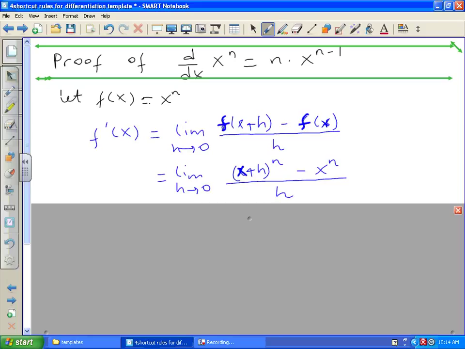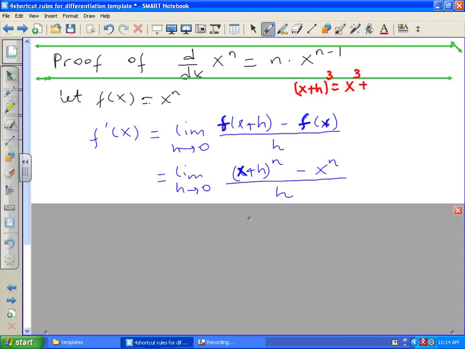Now, how do you expand x plus h to the nth power? Let's think about that for a minute. Let's do a simple example. What if you had x plus h to the third power? How would you simplify that? The first term is what? x to the third, right? What is the next term?